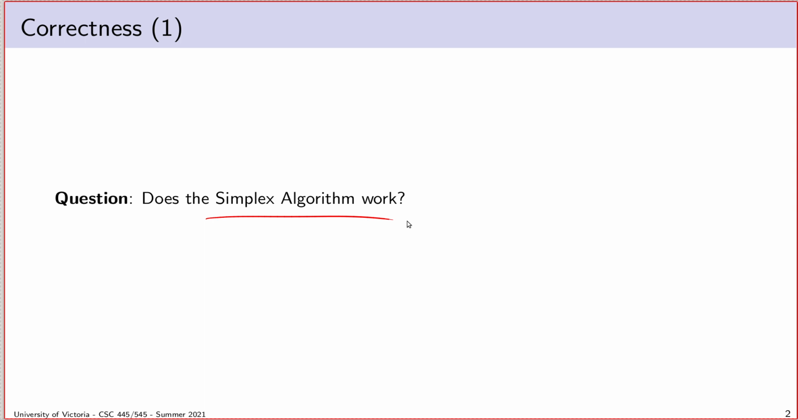We have to investigate what it would mean for the simplex algorithm to actually be an LP solver, to be able to solve, or at least give us an answer for, any LP. And the answer could be infeasible, unbounded, or it has an optimal solution. So we have to address that, and we really haven't done so far.